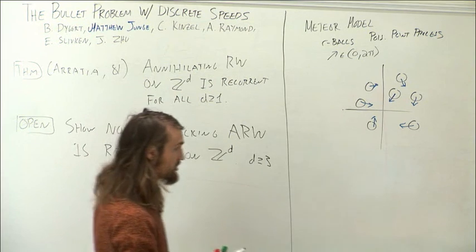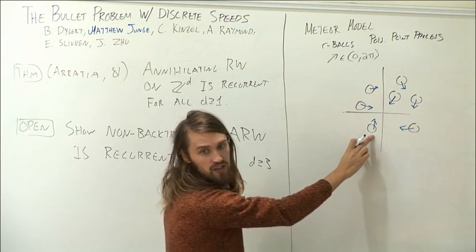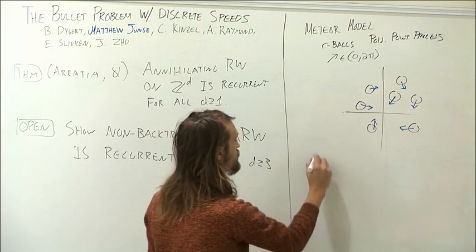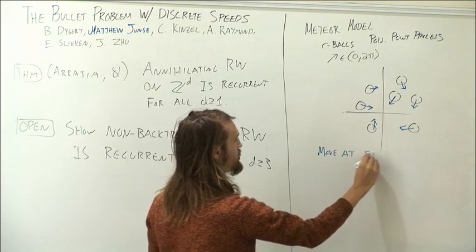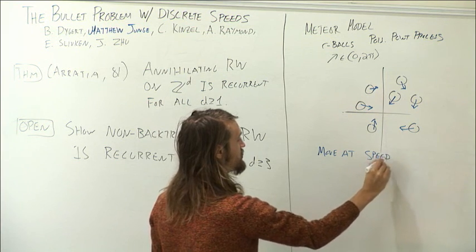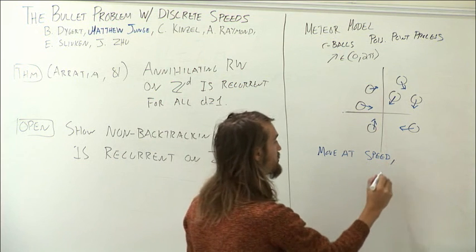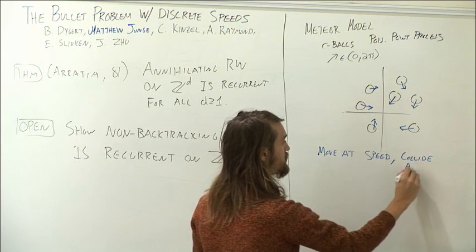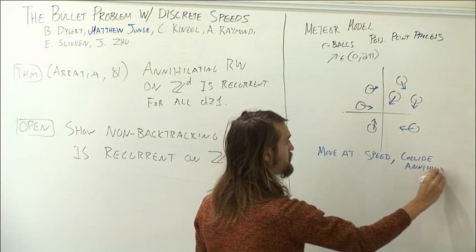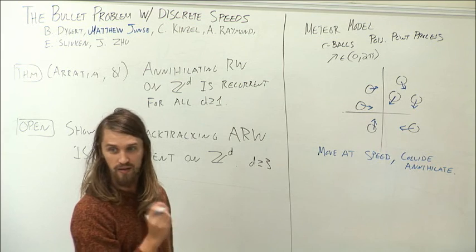What you do is you have meteors follow the direction that they've chosen, and they move at rate 1. Or not even rate 1, at deterministic speed 1. There's nothing random about their motion. If they collide, then they mutually annihilate.